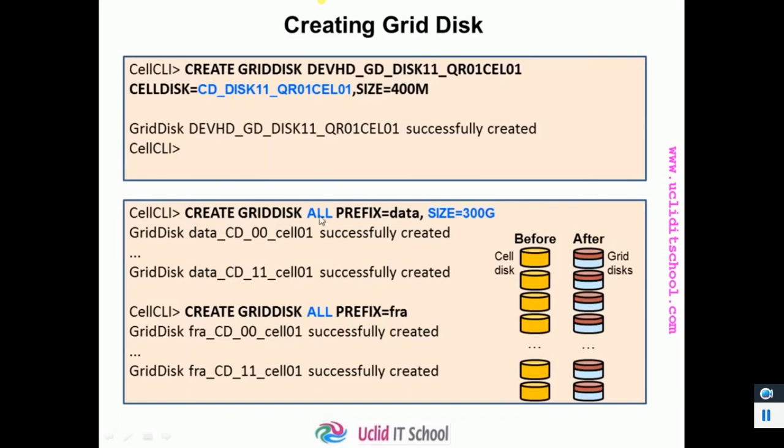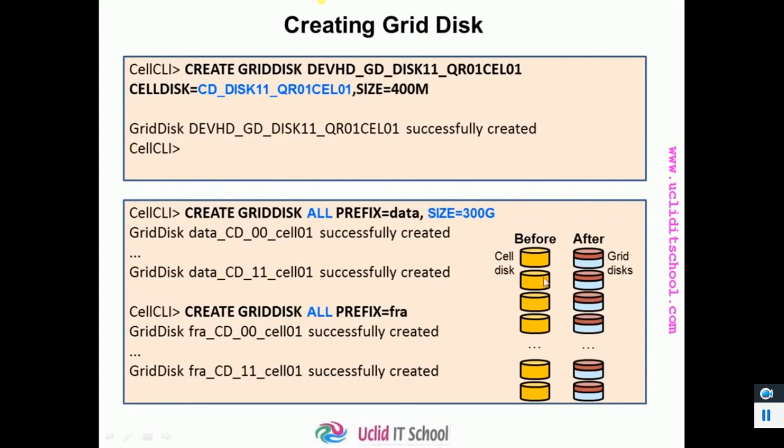Create griddisk all prefix data. That means we are going to create a grid disk on all the cell disks, and the grid disk name will start with data. It will automatically use data as the prefix for every grid disk created, and each grid disk size is 300 GB. So that way you can use different syntax.